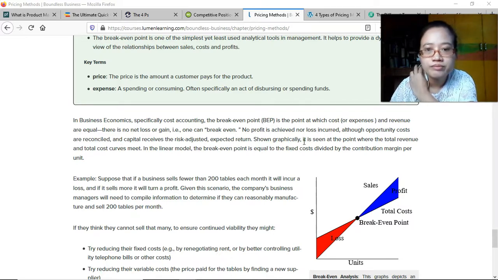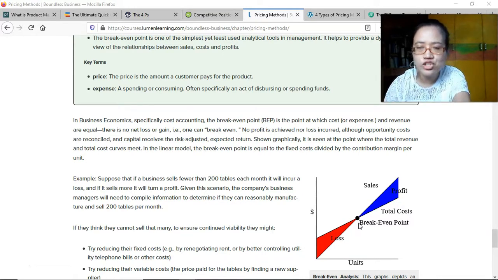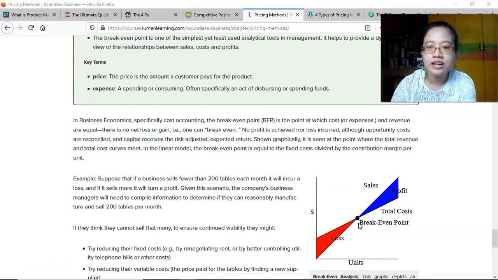No profit is achieved nor loss incurred at the break-even point, although opportunity costs are reconciled and capital receives the risk-adjusted expected return. Shown graphically, it is seen at a point where the total revenue and total cost curves meet. In the linear model, the break-even point is equal to the fixed cost divided by the contribution margin per unit. Essentially, the formula for getting the break-even point is the fixed cost divided by the contribution margin per unit.